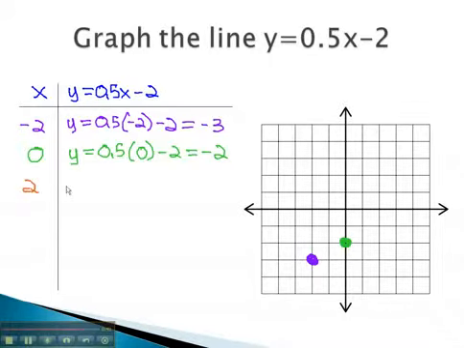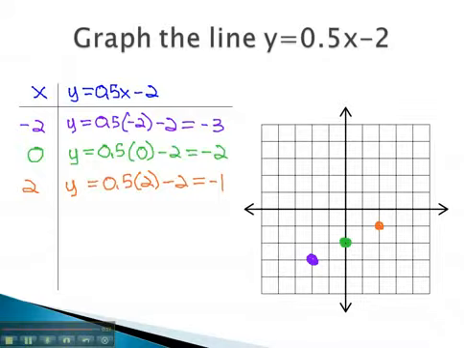Let's plug 2 into the equation. Now we have y = 0.5 times 2 minus 2. Working this out gives us -1. When x is 2, y is -1. 2 to the right, 1 down.